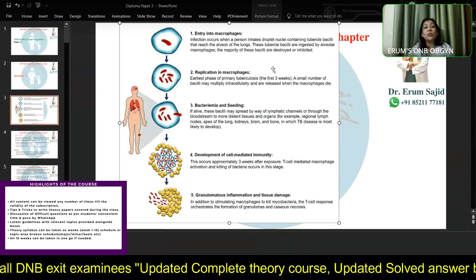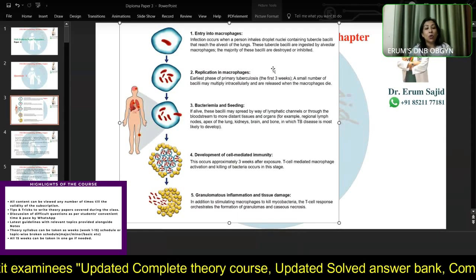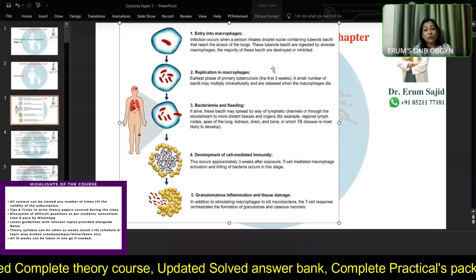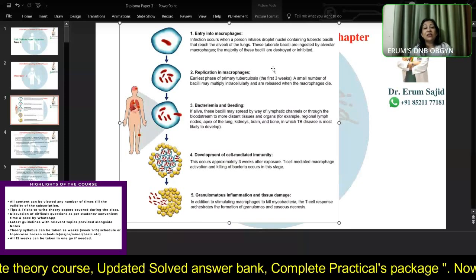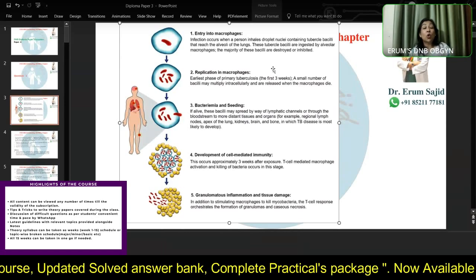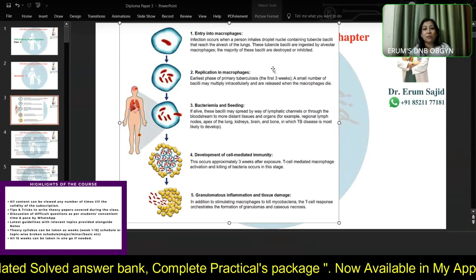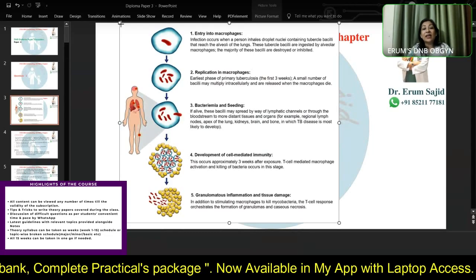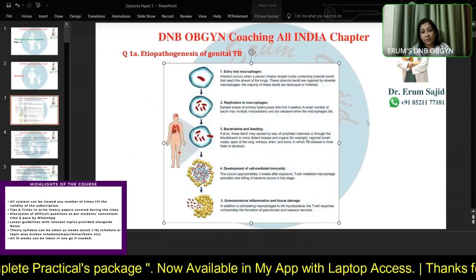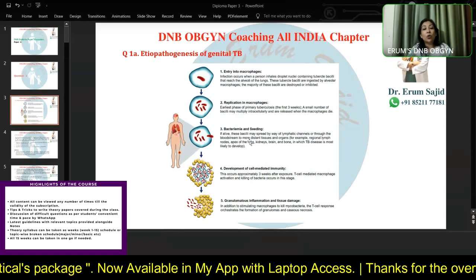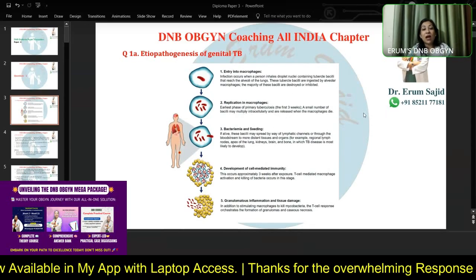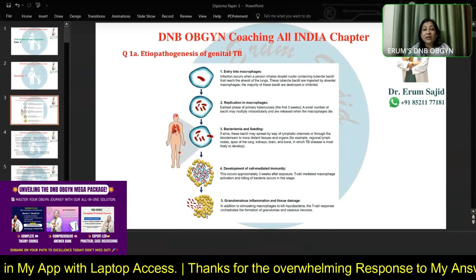And here is when the famous granuloma of TB starts forming, because in addition to stimulating the macrophages to kill the mycobacteria, the T cell response orchestrates the formation of granulomas, and then the caseous necrosis takes place, and you have the proper granuloma formed against these dividing bacilli. This is how the granulomas are formed. This is how the etiopathogenesis of genital TB starts taking place.